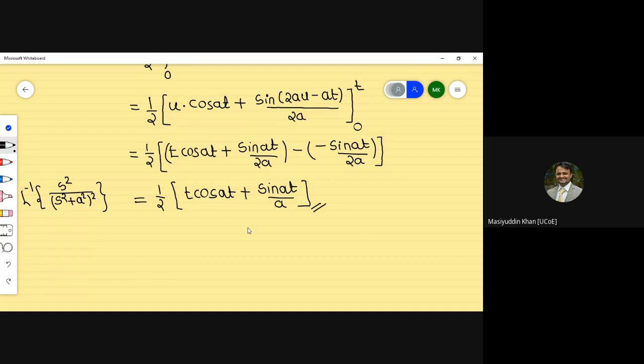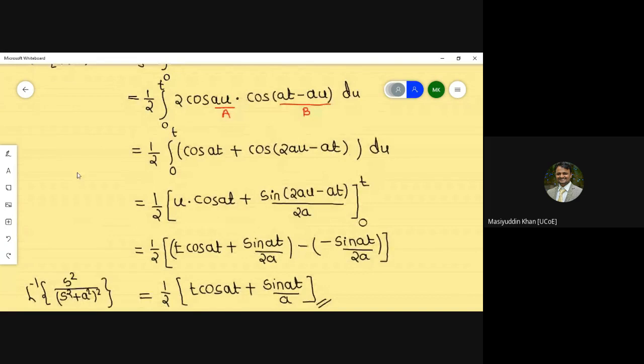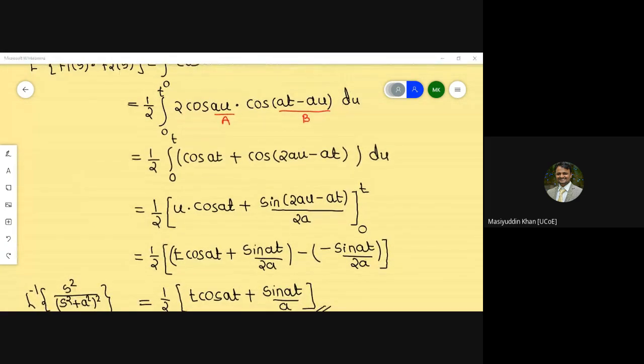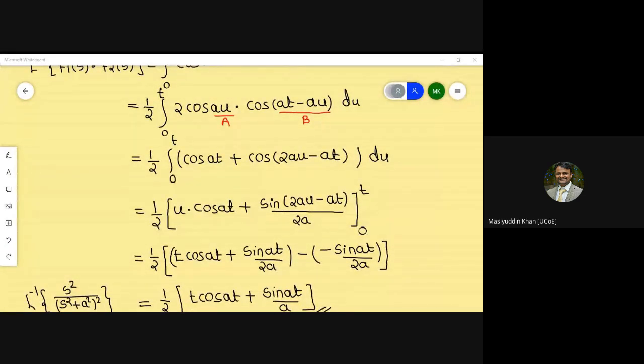Now if anyone has any doubt, you can ask. You can turn on your mic and speak up or write in the chat box, otherwise you will integrate cos 80 and later the result will come wrong. So just see with respect to what: if dt is there then we have to integrate with respect to t. If the integral is with respect to du, we have to integrate with respect to the u variable only.